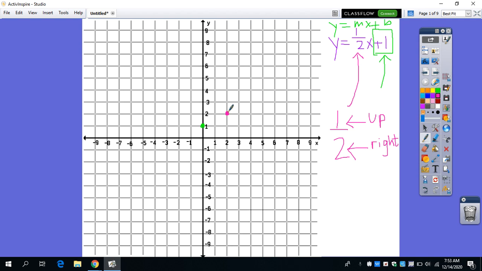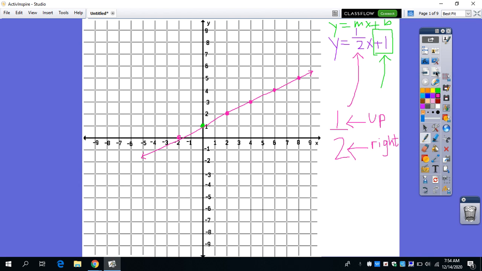I can technically make my line now, but I'm going to be more accurate with this, so I'm going to make even more points. Up 1, over 2. Again, up 1, over 2. You do not need to make this as many points. 2 or 3 points is enough, but I want to make a straight line, so I know I'm going to go like this. Connect your dots. This is your line. This is how you graph this equation.